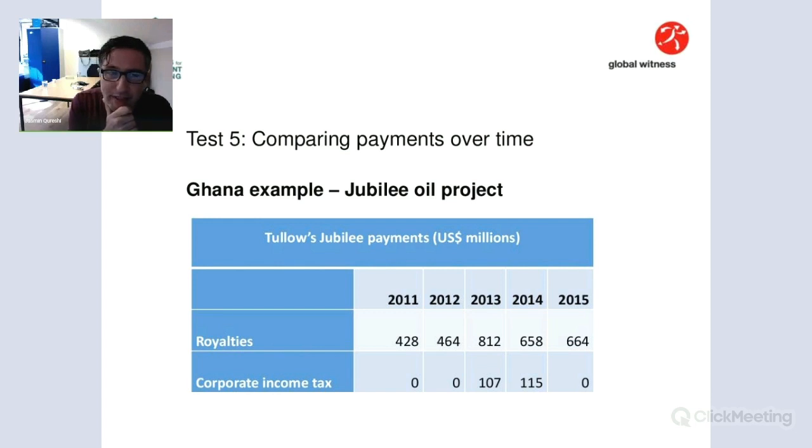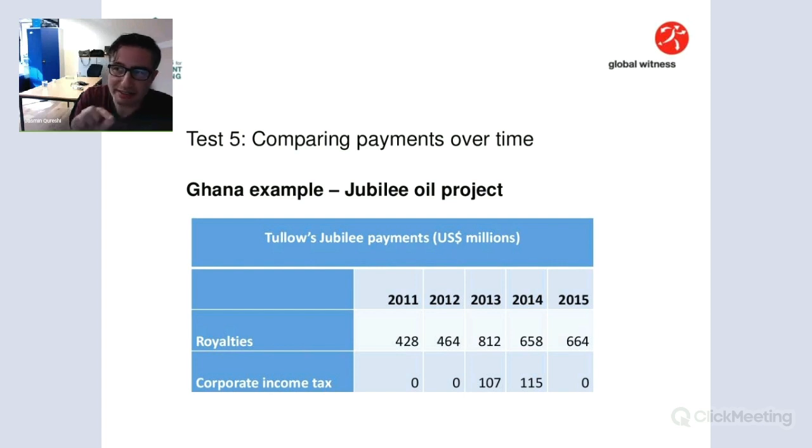Okay, so here's another one of the tests in our handbook. Again, I think this can be easily done if you just dig out the data and have a look at the payment reports. This is an example from Ghana, the Jubilee oil project, which is a very important oil project in Ghana, very well known. And actually, Tullow had reported payments voluntarily going back before it was legally required to. So we had more data to play with.